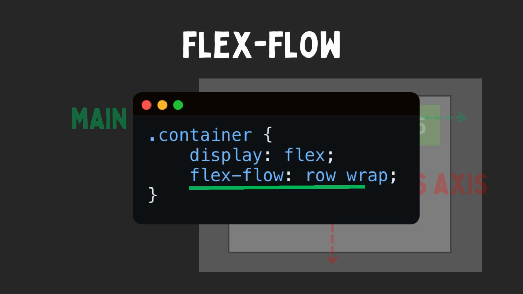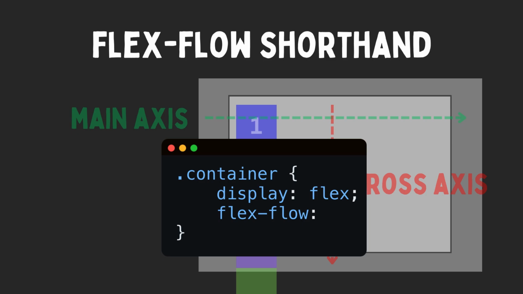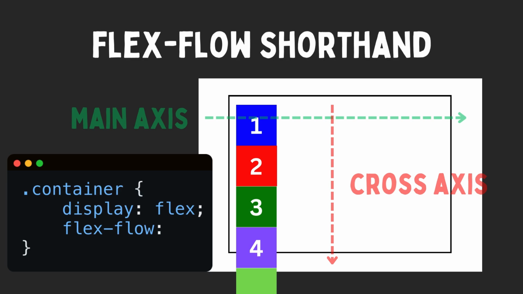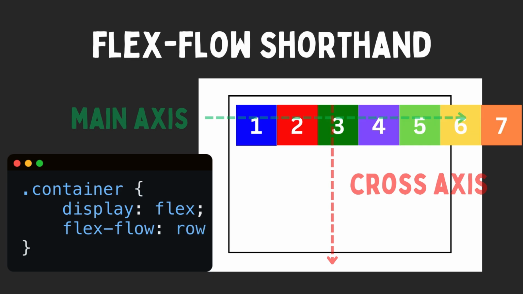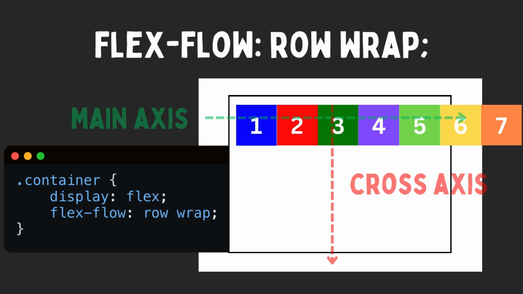Flex flow is a shorthand property that lets you set both flex direction and flex wrap in a single line of code. This can simplify your CSS and make your Flexbox layouts easier to read and manage. The syntax for flex flow is simple. It takes two values. The first is for flex direction, and the second one is for flex wrap. For example, flex flow row wrap means the items will flow in a row and wrap to the next line if needed.